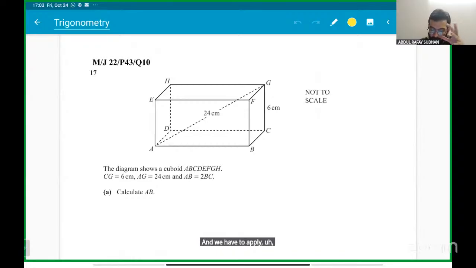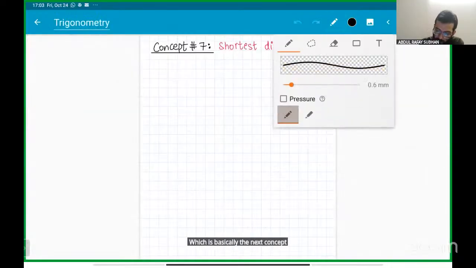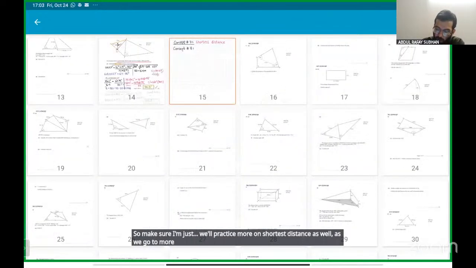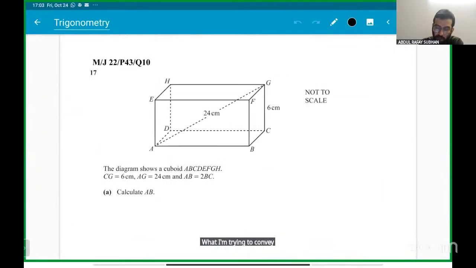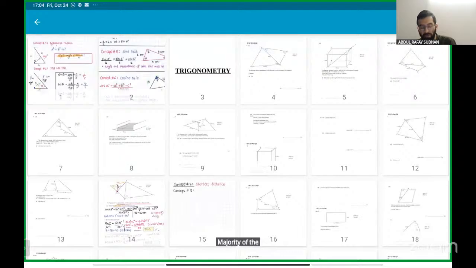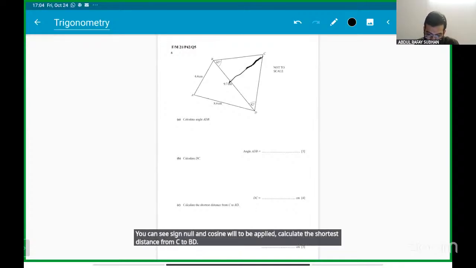This is called a 3D shape, which is the next concept. We'll practice more on shortest distance as we go to more questions, so that you can start at least practicing questions. Majority of the questions are sine rule and cosine rule to be applied. Calculate the shortest distance from C to BD. So you'll apply this again.